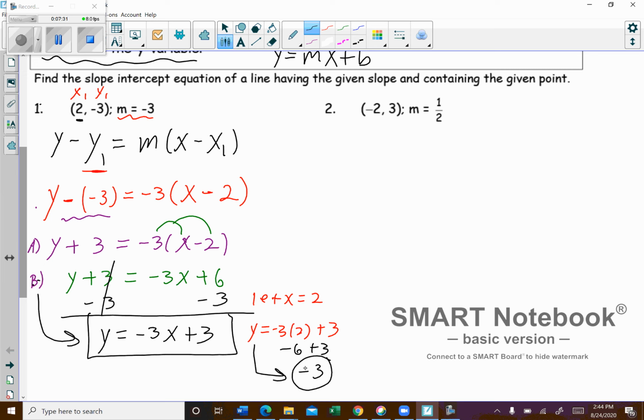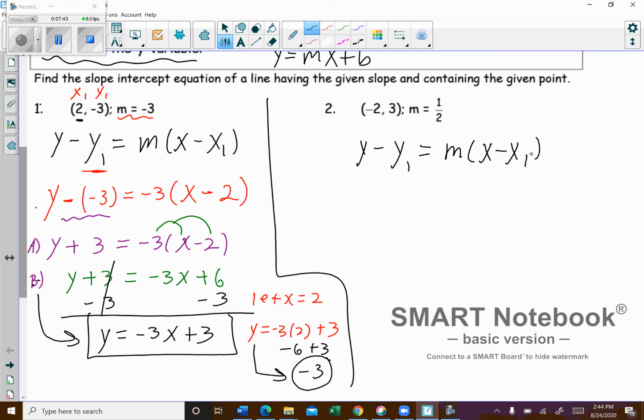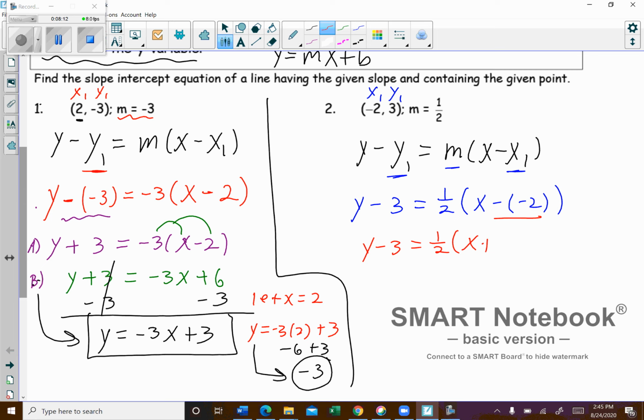Okay, looking at our next one, once again, I'm going to go ahead and write down the point slope formula. And then now what I need to do is go ahead and list my x1, y1. And then now I need to go ahead and substitute the values in. So I'm going to have y minus 3 equals 1/2 times x minus negative 2. So I do have double negatives right here, so I will go ahead and fix that. So y minus 3 equals 1/2 times x plus 2.